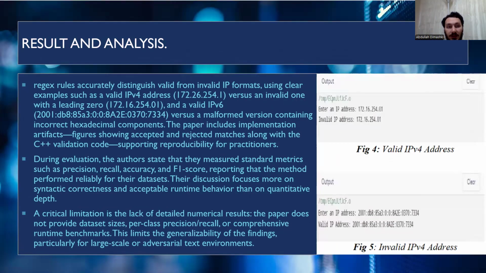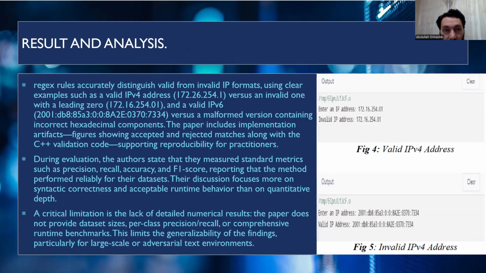The results and analysis of the research paper. Regex rules accurately distinguish valid from invalid IP formats using clear examples, such as a valid IPv4 address, 172.26.254.1 as an example, versus an invalid one with a leading zero, and a valid IPv6 address, the one that begins with 2001, versus a malformed version containing incorrect hexadecimal components.